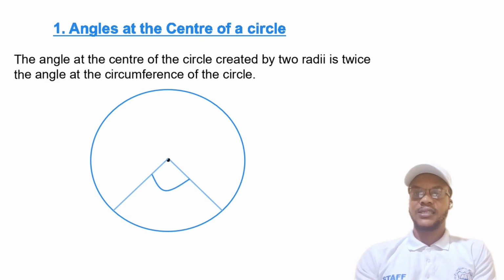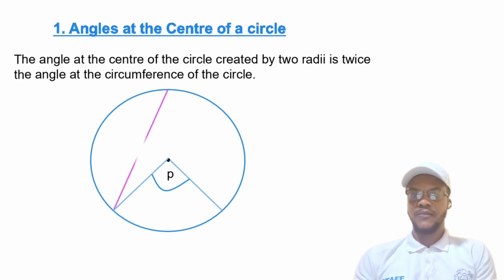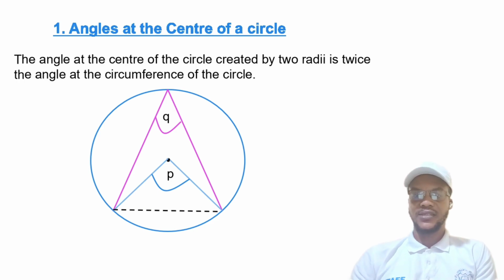Now, this is the angle they form. When you draw these two radii, it forms an angle. So let's say we call this angle P. Now you want to know the angle it will also create at the circumference. So we draw two line segments, or two chords. You realize that that angle there we don't know, so we call it Q. So this is the chord we are talking about. This line is the chord.